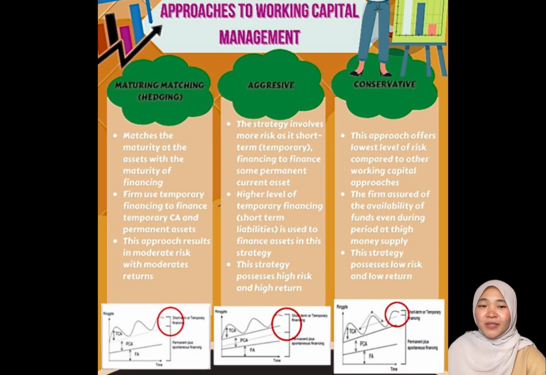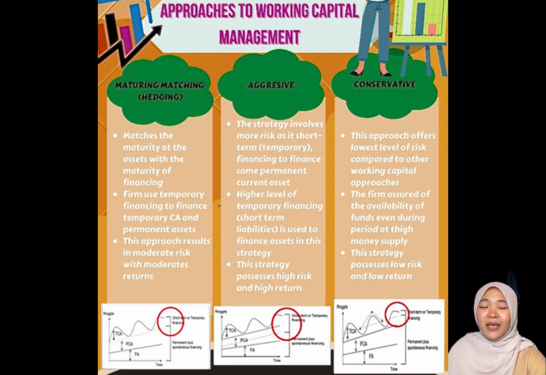This approach results in moderate risk with moderate return, combining moderate short-term financing and long-term financing. Use long-term financing for permanent current assets and fixed assets. Use short-term financing for temporary current assets.